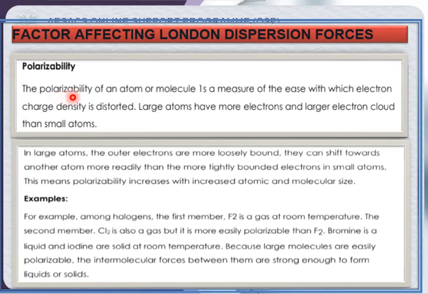For example, among the halogens, the first member fluorine is a gas at room temperature. The second member chlorine is a gas but it is more easily polarizable than fluorine. Bromine is a liquid and iodine is a solid at room temperature. Because the larger molecules are easily polarizable, the intermolecular forces between them are strong enough to form liquids or solids.